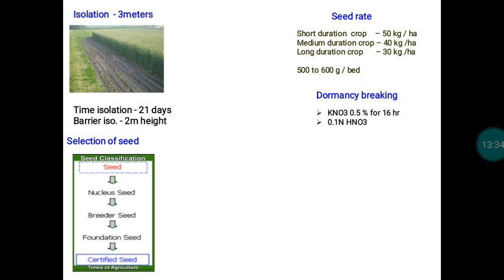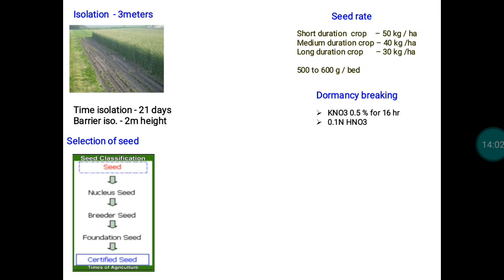Now that the land is selected and the season is finalized, we have to look for the seed material. We have to use authenticated seed material, and an appropriate quantity also. We have to use the optimum seed rate. Then only we can maintain adequate population in the field. We have to maintain optimum population in the field. That is also very important, and that is also insisted on by the seed certification department.